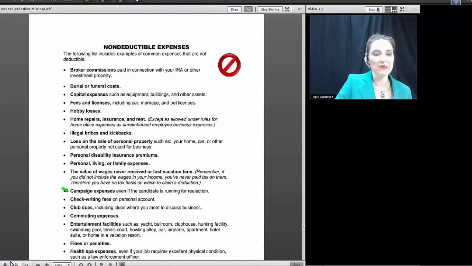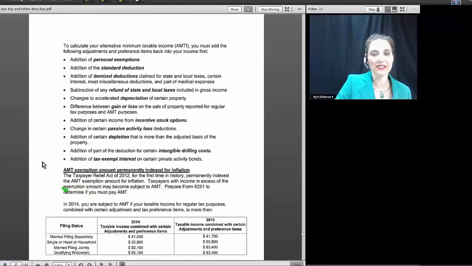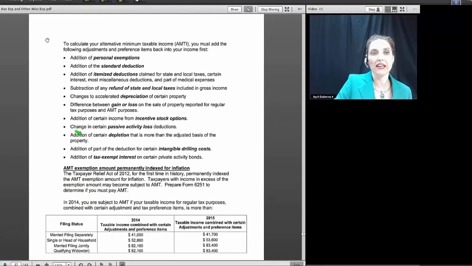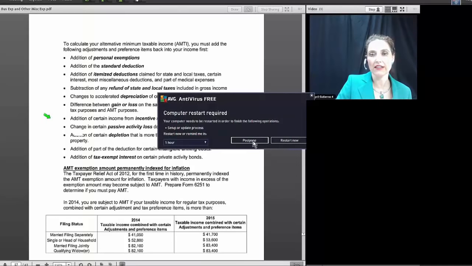But let's look specifically at what AMT targets. It targets more than just Schedule A. It also does not allow deductions for personal exemptions. It does not allow the standard deduction. It does not allow certain types of accelerated depreciation. It does not allow some kinds of losses because it applies its own AMT calculations to certain losses. And it will tax other kinds of income that aren't normally taxed under the regular tax.